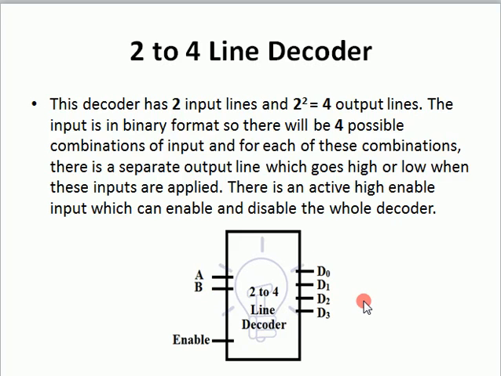So it means that the input is in the binary format. When we have 2 inputs in the binary format, then we may have 4 possible combinations of inputs. And what will be the 4 combinations of input? That may be 0 0, 0 1, 1 0 and 1 1. For each of these combinations there is a separate output line which goes high or low when the inputs are applied. There is an active high enable input which can enable or disable this whole circuit.